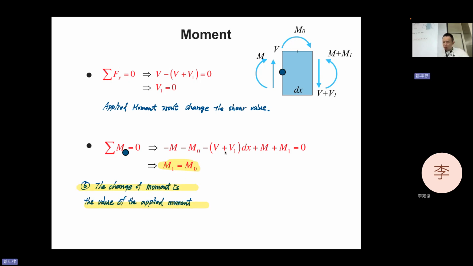The change of the moment in the material is the value of the applied moment. Okay? Right. However, I'm going to give you a concept. Be careful here.